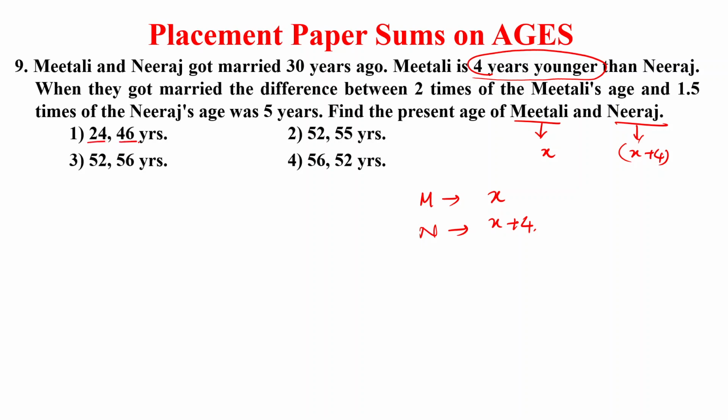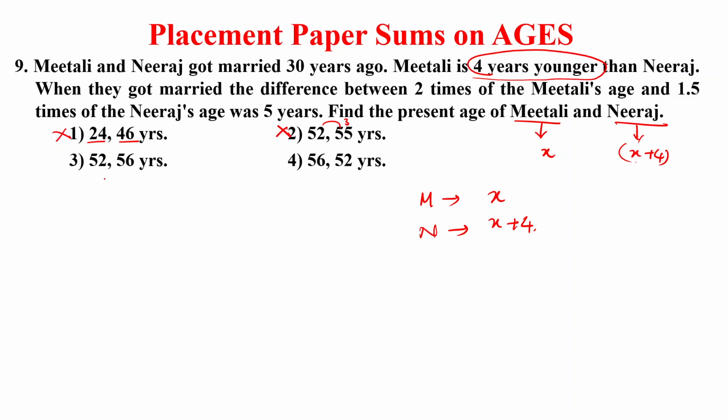This is 24, 46. Wrong choice. Why? Because if Meetali is 24 years old, then Neeraj should be 24 plus 4, right? 28. Wrong answer. Okay. Option number 2, 52 and 55. What is the age difference? 3 years. How much should the age difference be? 4. Wrong answer.